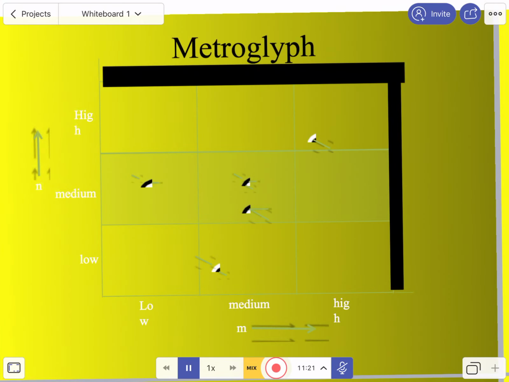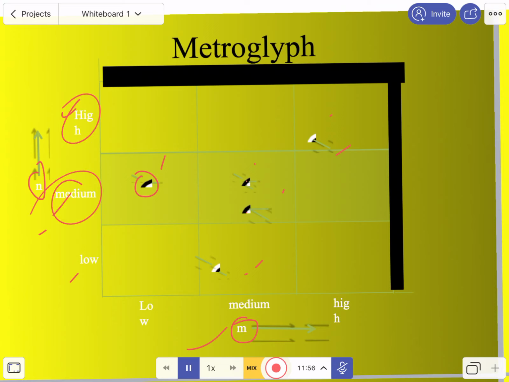Now let's better understand the Metroglyph analysis by using this example. Suppose there are 5 genotypes, 1, 2, 3, 4, 5, in which A, B, C, these 3 are indigenous, and these 2 represent the exotic lines. Based on the mean values, these 2 characters, N character and M character, that show the high variability, are put on the y-axis and x-axis.